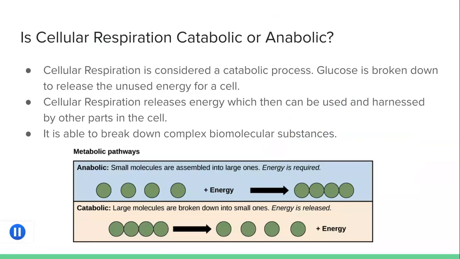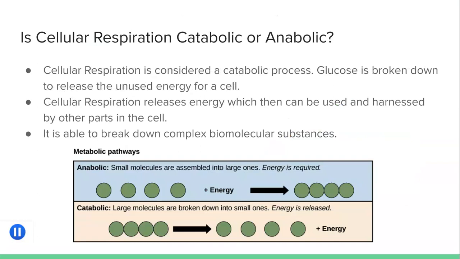Is cellular respiration catabolic or anabolic? Cellular respiration is considered a catabolic process. Glucose is broken down to release the unused energy for a cell. Cellular respiration releases energy which then can be used and harnessed by other parts in the cell. It is able to break down complex biomolecular substances.